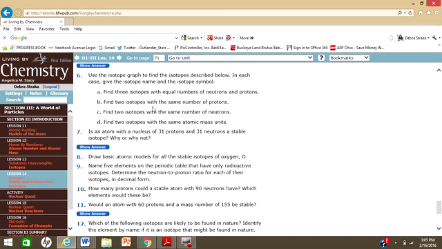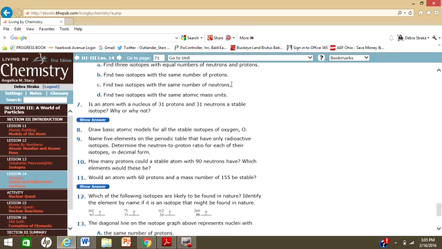Letter B, find 2 isotopes with the same number of protons. Okay, so obviously this is going to be the same element if it's got the same number of protons, right? That's the identity of the element. Go ahead and hit pause. Letter C, find two isotopes with the same number of neutrons. And so this is going to be different elements, but you just need to find some that when you subtract the mass minus protons, you end up with the same number of neutrons. Go ahead and hit pause.